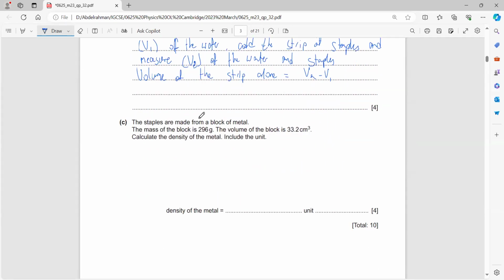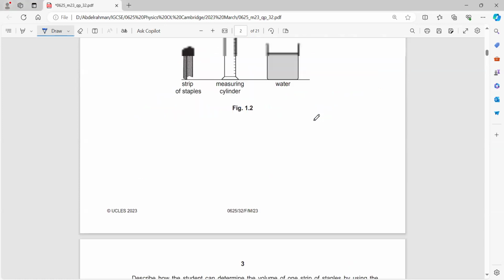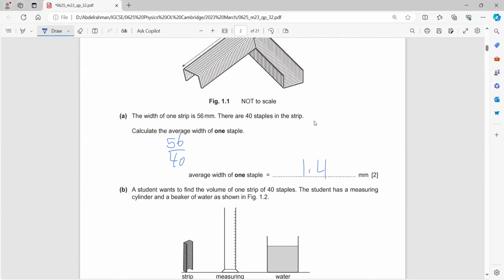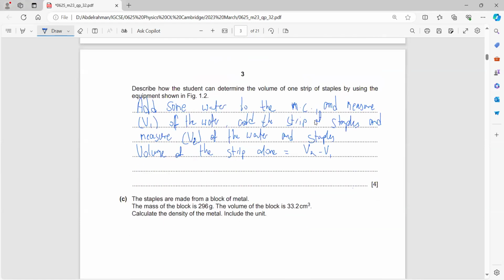Calculate the density of the metal. Tell me. In the previous question, it says measure the volume of one strip of staples, but it is written that it is one strip of 40 staples, yes, one strip of 40 staples. To find the measurement of one strip of 40 staples, we add. Don't we need to divide by 40? No, he didn't say find the measurement of one staple. He said the volume of the staples, one strip of staples altogether. Okay, okay, fine.